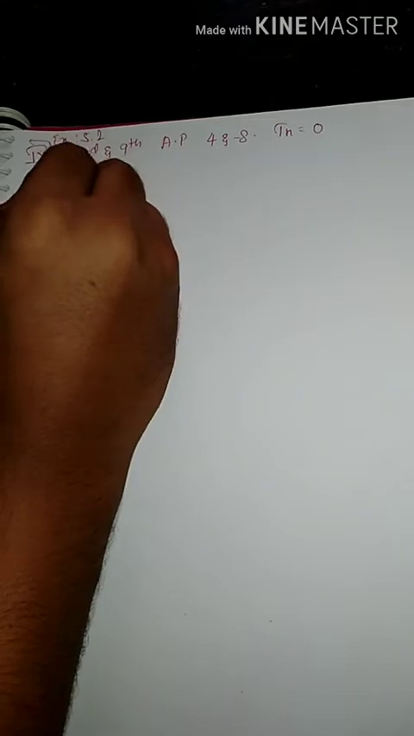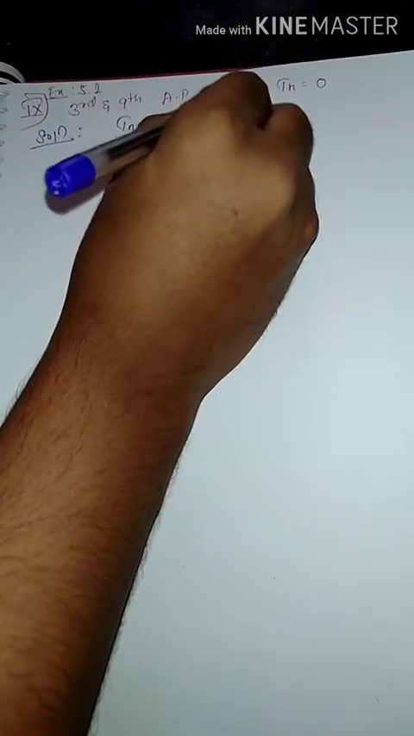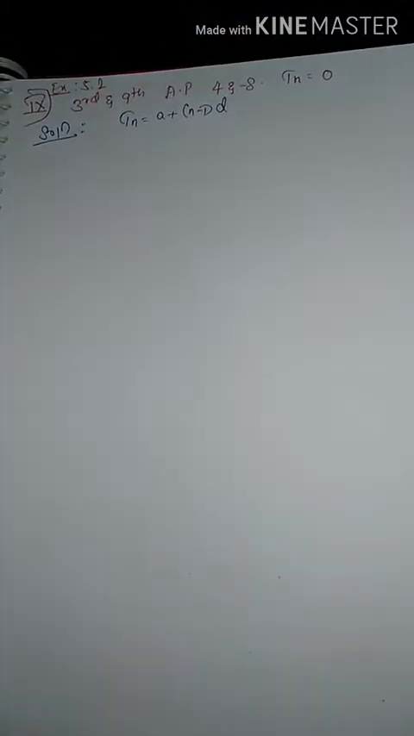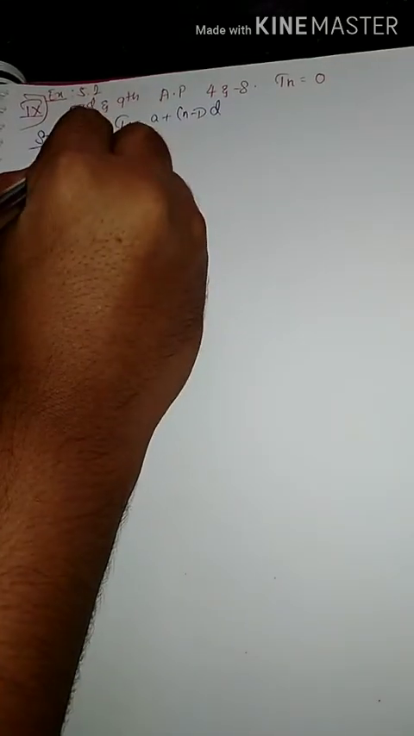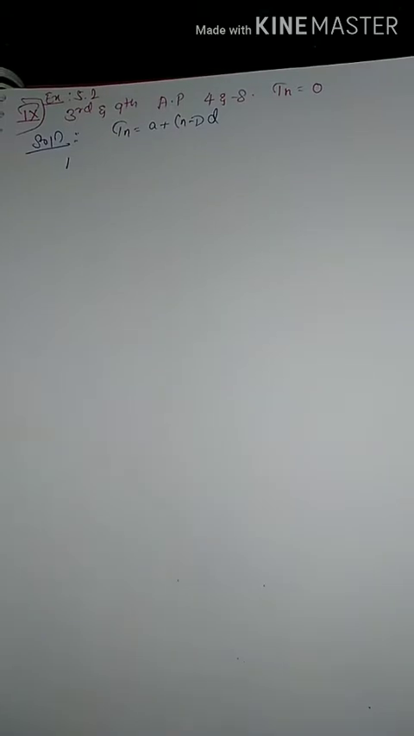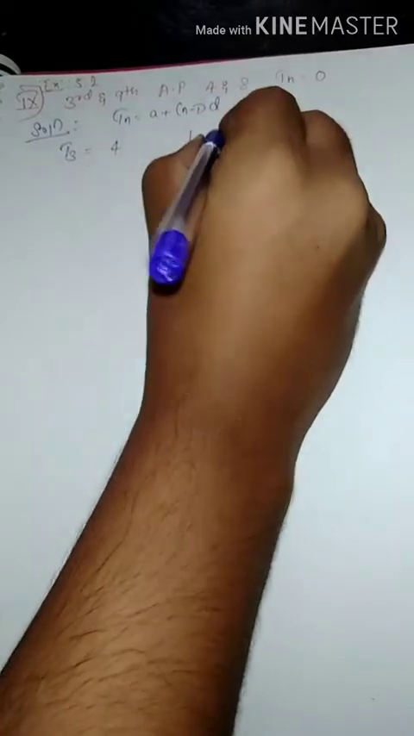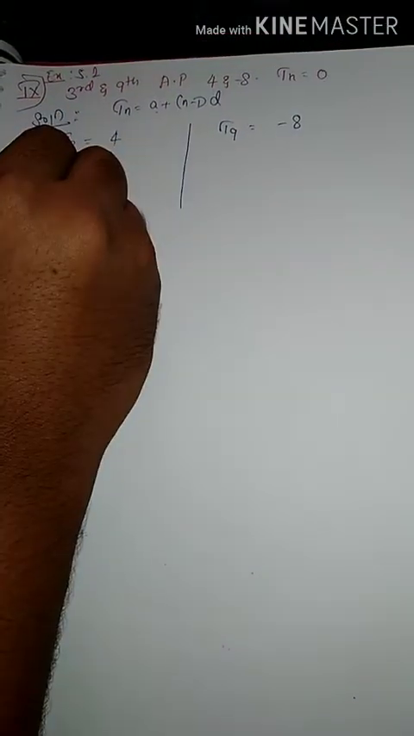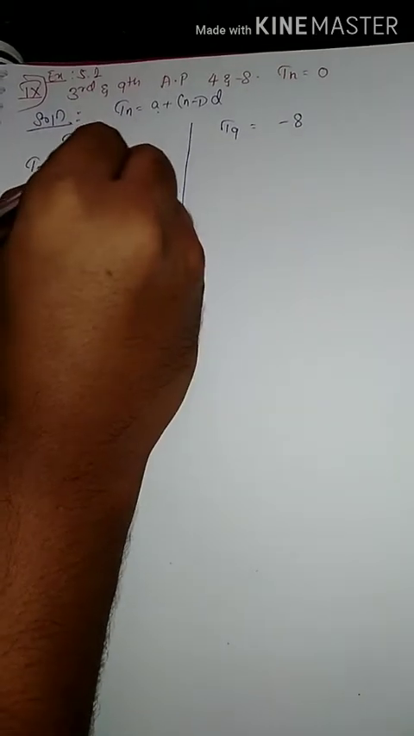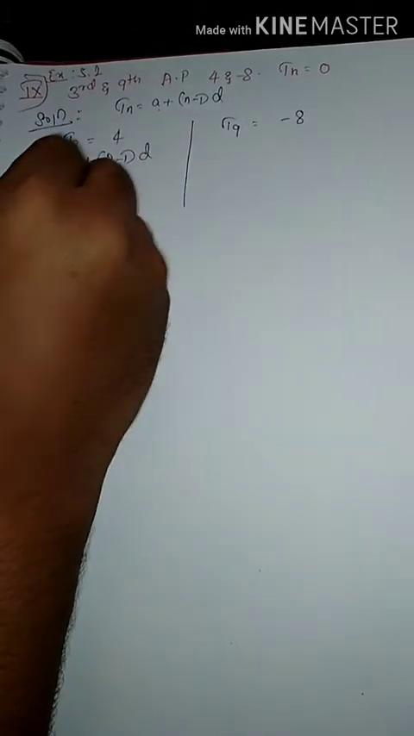Solution. We know that Tn is equal to a plus n minus 1 into d. It is the formula to find the nth term of an AP. But in the question, the third term is given and the 9th term is also given. T3 is equal to 4. T9 is equal to minus 8. T3 is equal to a plus 3 minus 1 into d.